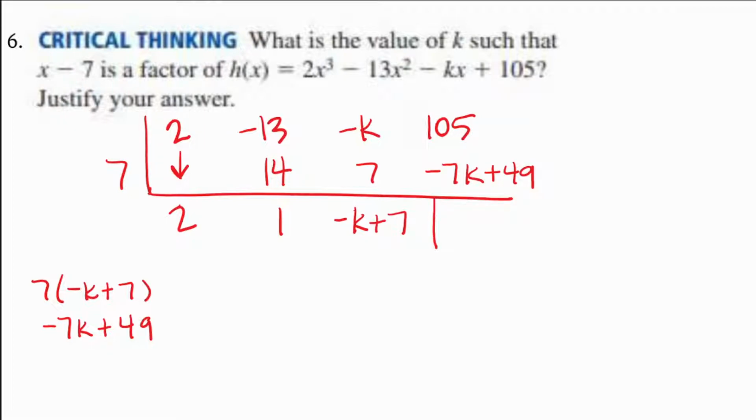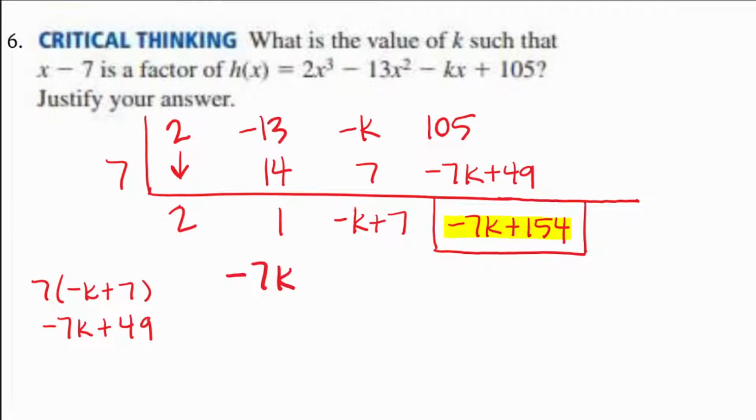Now if I was adding 50 to 105, I'd get 155. So I should get 154. So negative 7k plus 154. And if it's going to be a factor, then this number here that I'm about to hit with yellow highlighter, it's got to be 0. So I set up an equation I can solve over here. Negative 7k plus 154 is equal to 0.